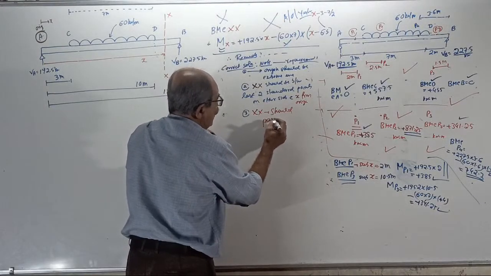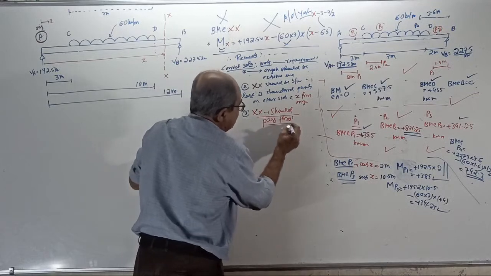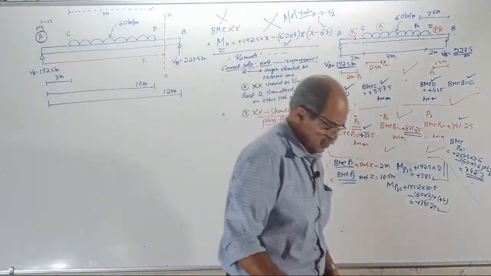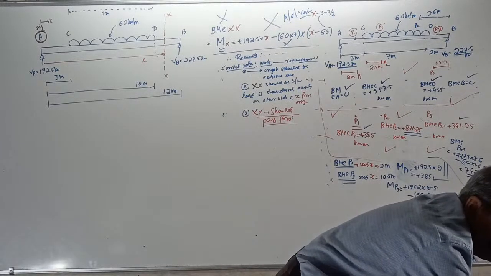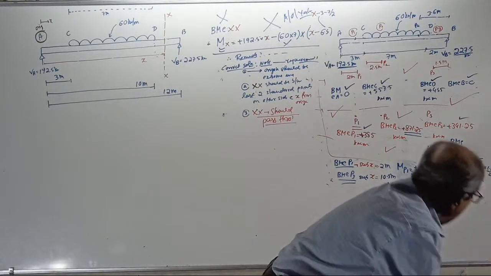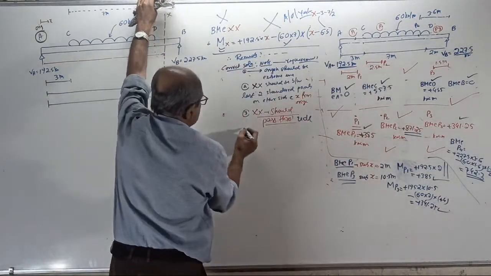Third requirement: section XX should pass through what? This is very important now. Section XX should pass through what? Because we want the quadratic term. We do not want linear variation. It has to pass through the UDL. Okay, start. Now, solution 1.